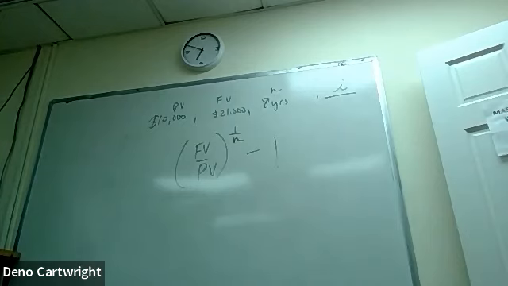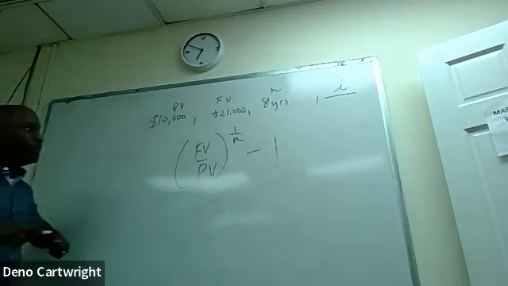So n inverted is 1 over n, because you're flipping it just to try to find your rate. So this is where you go back to what I learned in math. So your future value over your present value, to the power of 1 over n, minus 1, you get what? 9.7%.